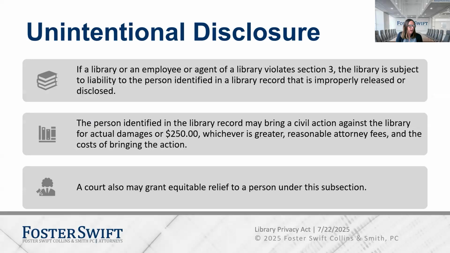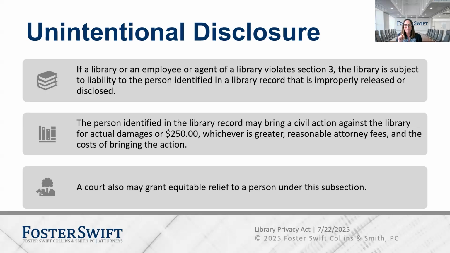If a library or an agent or employee of the library violates Section 3, the library is subject to liability to the person identified in the library record that's improperly released and disclosed. The person identified in the record may bring a civil action against the library, whichever is greater, and a court might also grant equitable relief. Something you might not pick up.